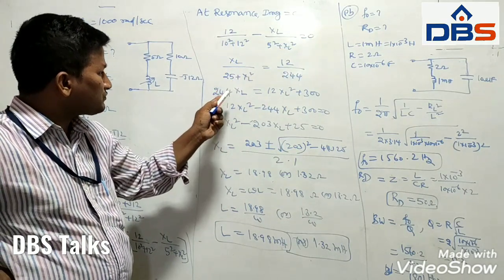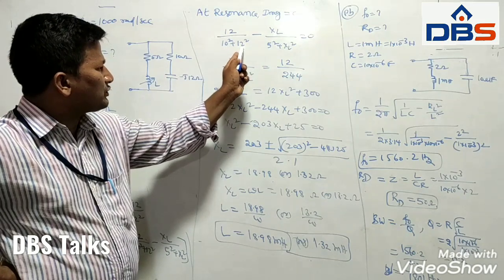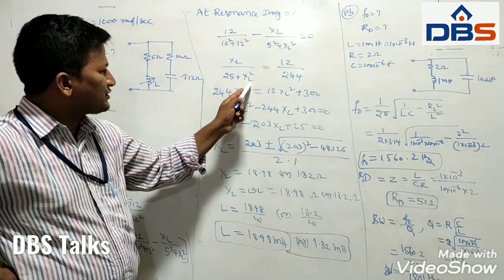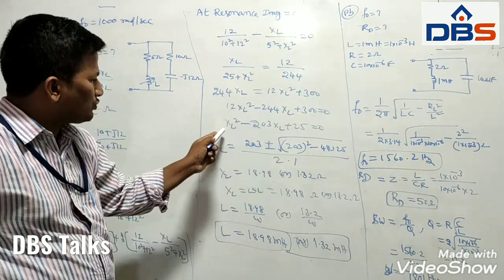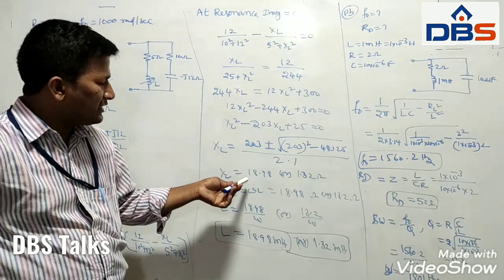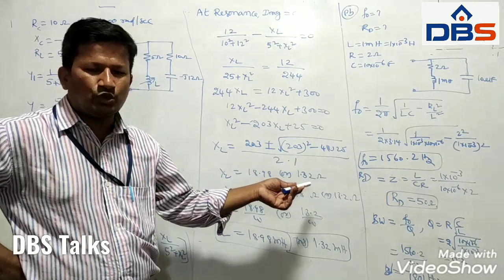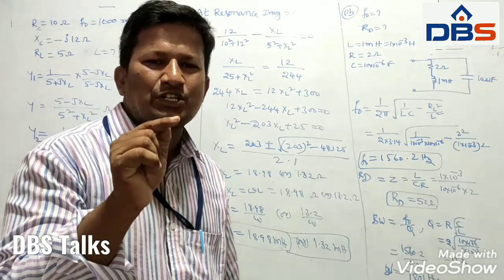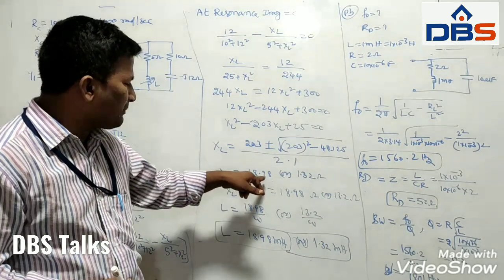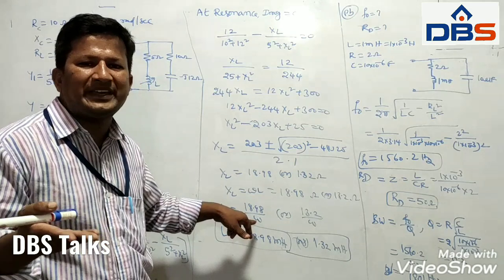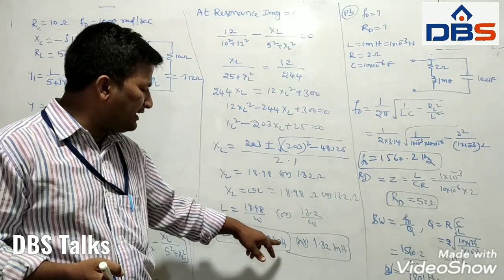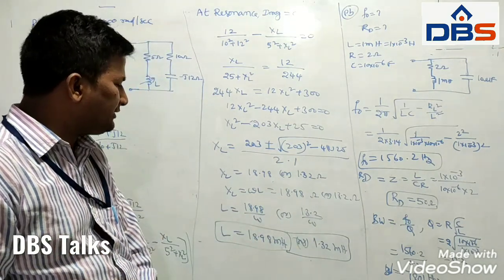To solve that, 10 square plus 12 square is nothing but 244. So 244 XL equals 12 into XL square plus 12 into 25, that is 300. So altogether XL square minus 203 XL plus 25 equals 0. Finding the roots, we get 18.98 ohms or 1.32 ohms. But we have to find the L value. XL is equal to omega L, therefore L is equal to XL by omega. So L is equal to 18.98 by omega, where omega is 2 pi F, 2 pi into 50, that is 314. So L is 18.98 millihenry, or otherwise 1.32 millihenry.